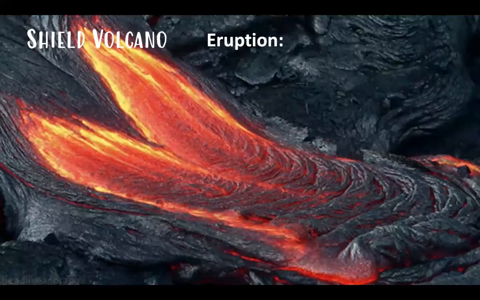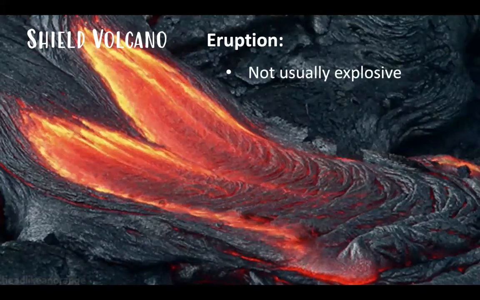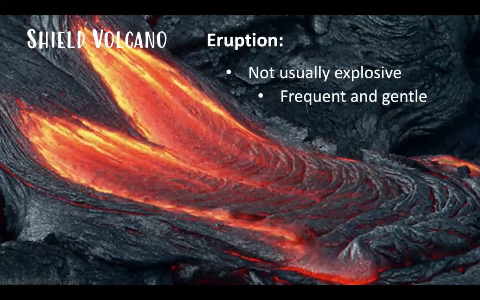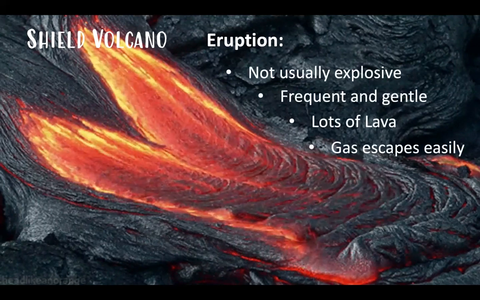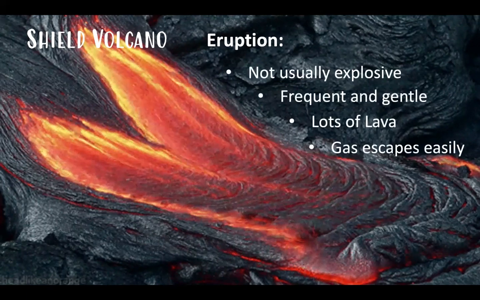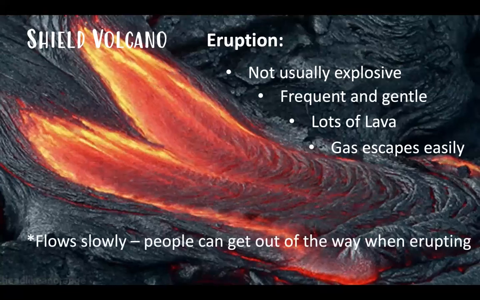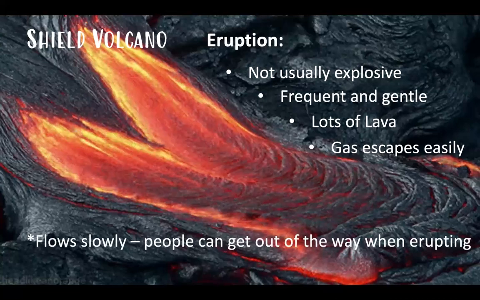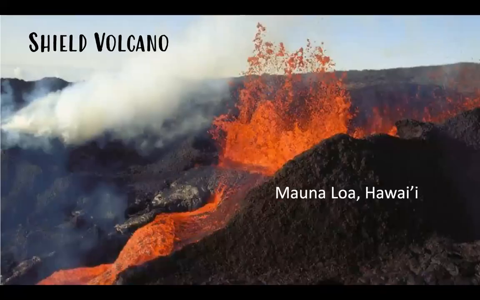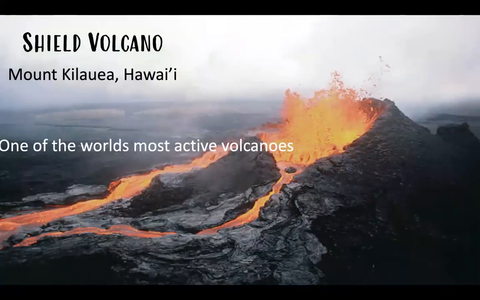It's pretty cool. Okay, the shield volcano's eruption, it's usually not going to be explosive. It is frequent and gentle. There's lots of lava continuously flowing, and this gas escapes very easily. So it's not the big giant explosion that you think of with things flying all over the place. So like the picture at the beginning, it's flowing slowly, so people know that they need to get out of the way and they have time to escape. Examples of a shield volcano: Mauna Loa in Hawaii, and Kilauea, which is at this moment one of the most active volcanoes in the world.